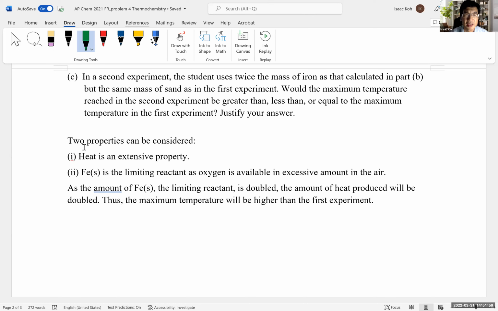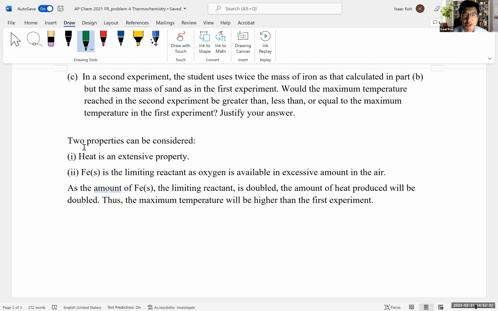Because the mass of sand is the same, the surroundings stay the same, but the amount of heat generated is doubled. So the maximum temperature will be higher, approximately double, though not exactly equal to double because we are only doubling the amount of iron. So it will definitely be higher than in the first experiment.